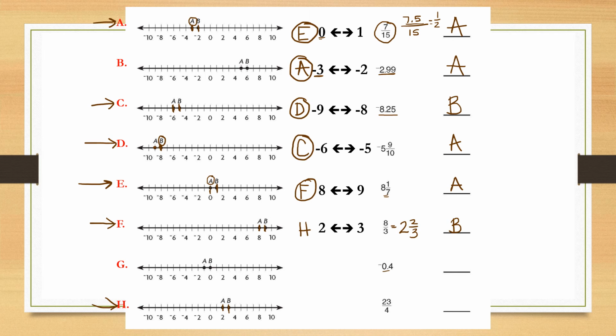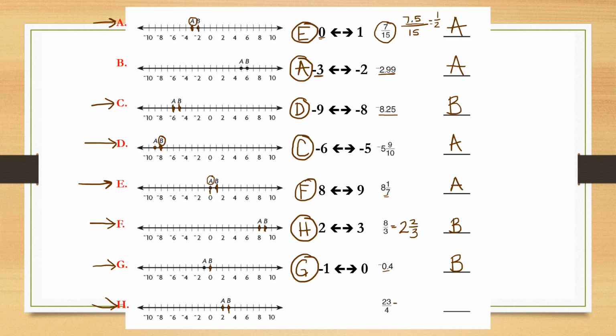Negative 0 4/10 falls between -1 and 0. These points are plotted on number line G. 0 4/10 is below half, so it is closer to 0 than it is to -1. So that is point B.